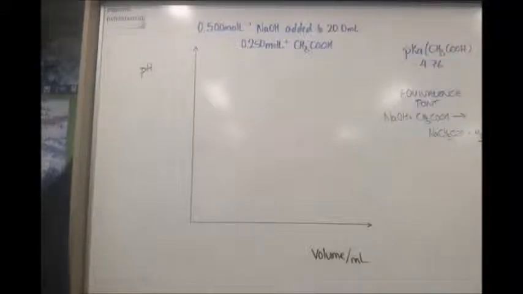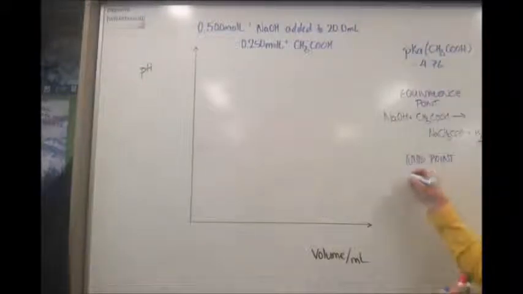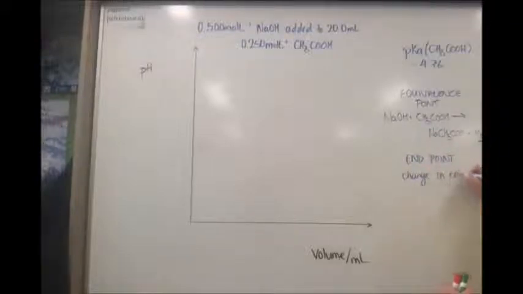There's another thing you need to know though, and that's a thing called the endpoint. And the endpoint is just subtly different. The endpoint is when you see a change in the indicator. So just be aware, equivalence point and endpoint are not quite the same. The endpoint is when you get a change in colour due to the indicator that we choose. And we'll choose one today for this.